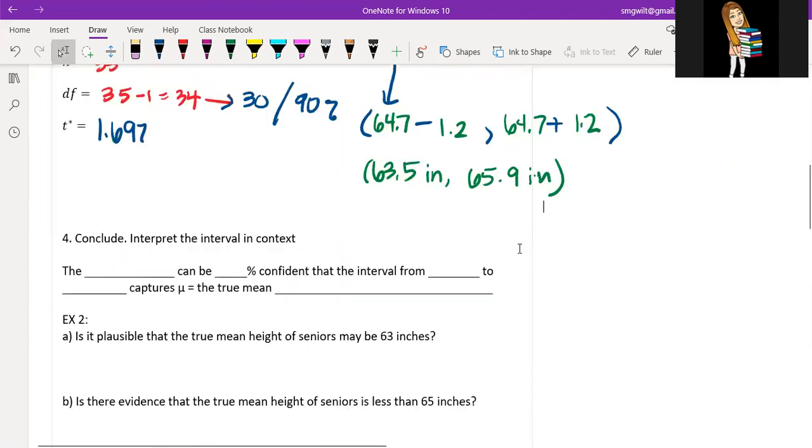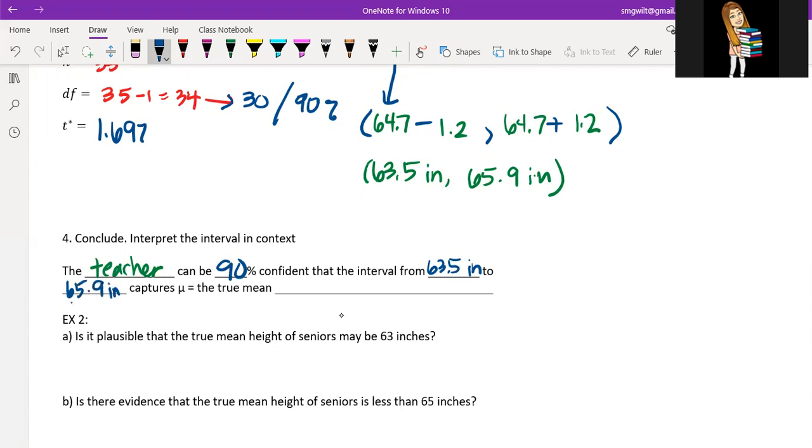Now that we have that interval, our conclusion is that the teacher in the problem can be 90% confident that the interval from 63.5 inches to 65.9 inches captures the true mean height of students. I will need to answer questions about an interval in some cases. So that's my interpretation: the teacher can be 90% confident that the true mean is somewhere between 63.5 and 65.9.